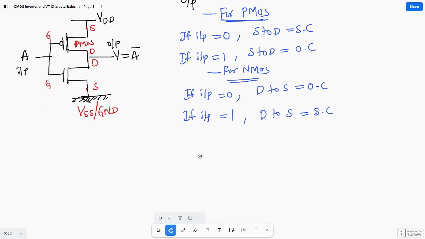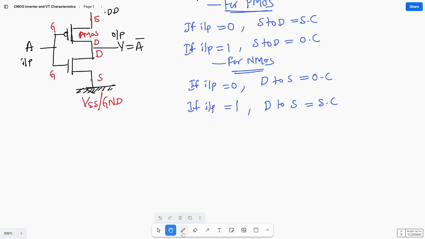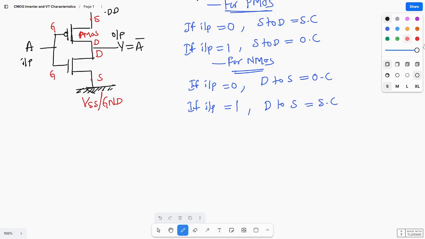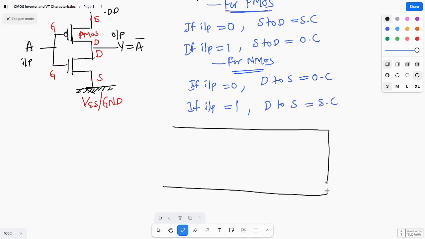So how to draw the basic diagram? Combining this NMOS and PMOS, how can I draw? So here input A. Let us take input A, and PMOS, and next NMOS, and output Y.